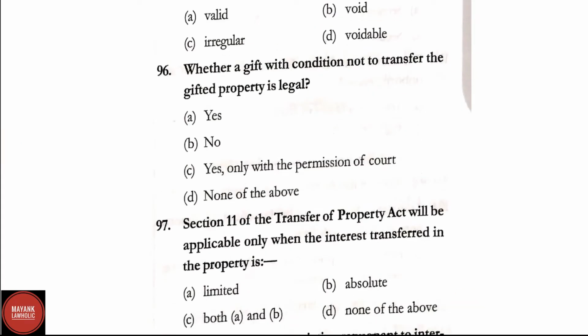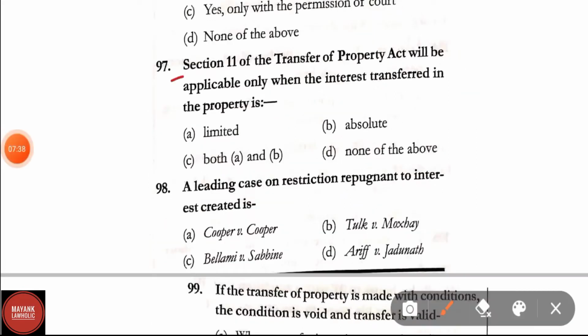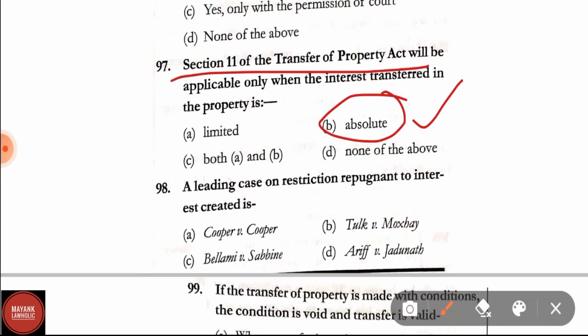Question number 96. Whether a gift with a condition not to transfer the gifted property is legal? Yes, no, yes only with the permission of the court, none of the above. Here in 96 correct answer is no. A gift with such a condition cannot be made. Question number 97. Section 11 of the Transfer of Property Act will be applicable only when the interest transferred in the property is limited, absolute, both A and B, none of the above. Correct answer is option B, that is absolute. Section 11 of the TPA will be applicable only when the interest transferred in the property is absolute.